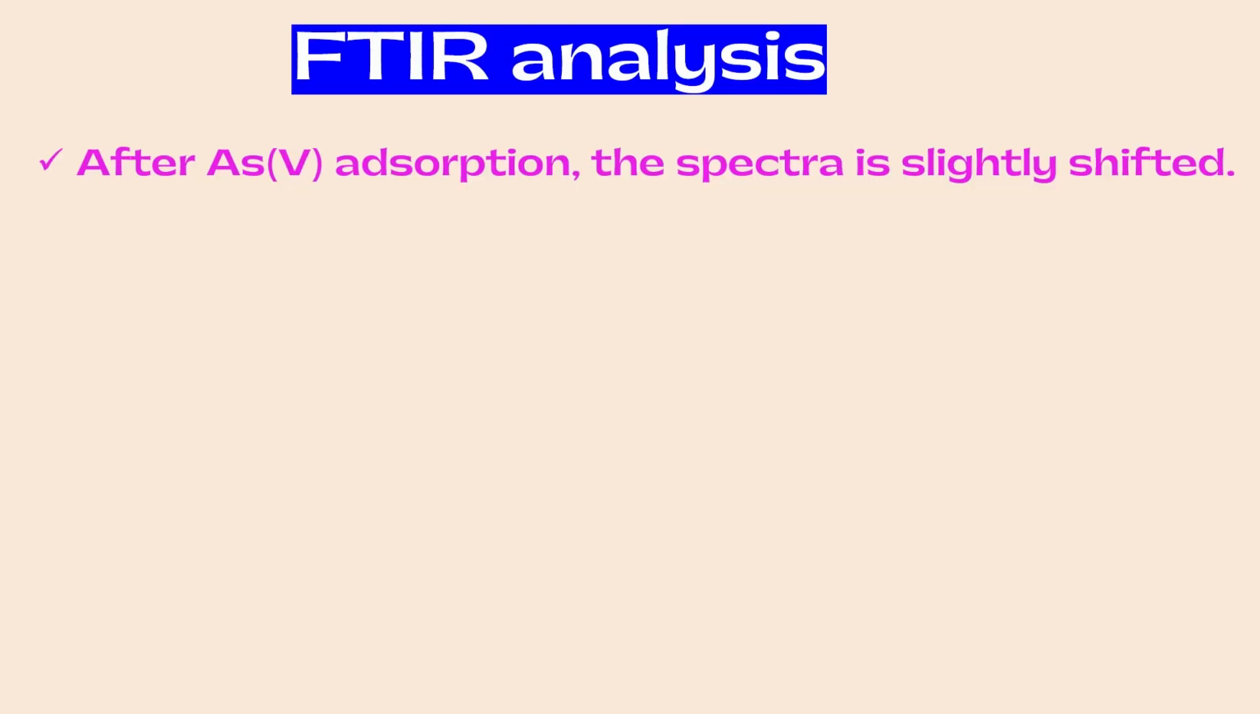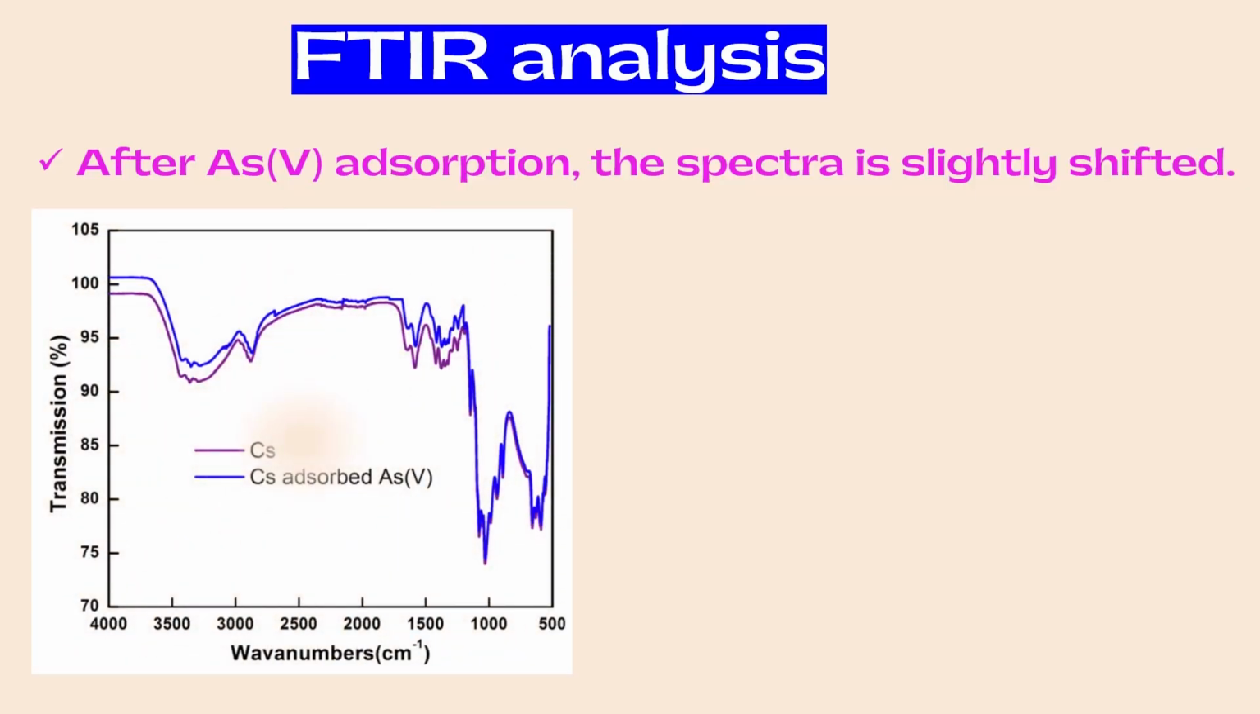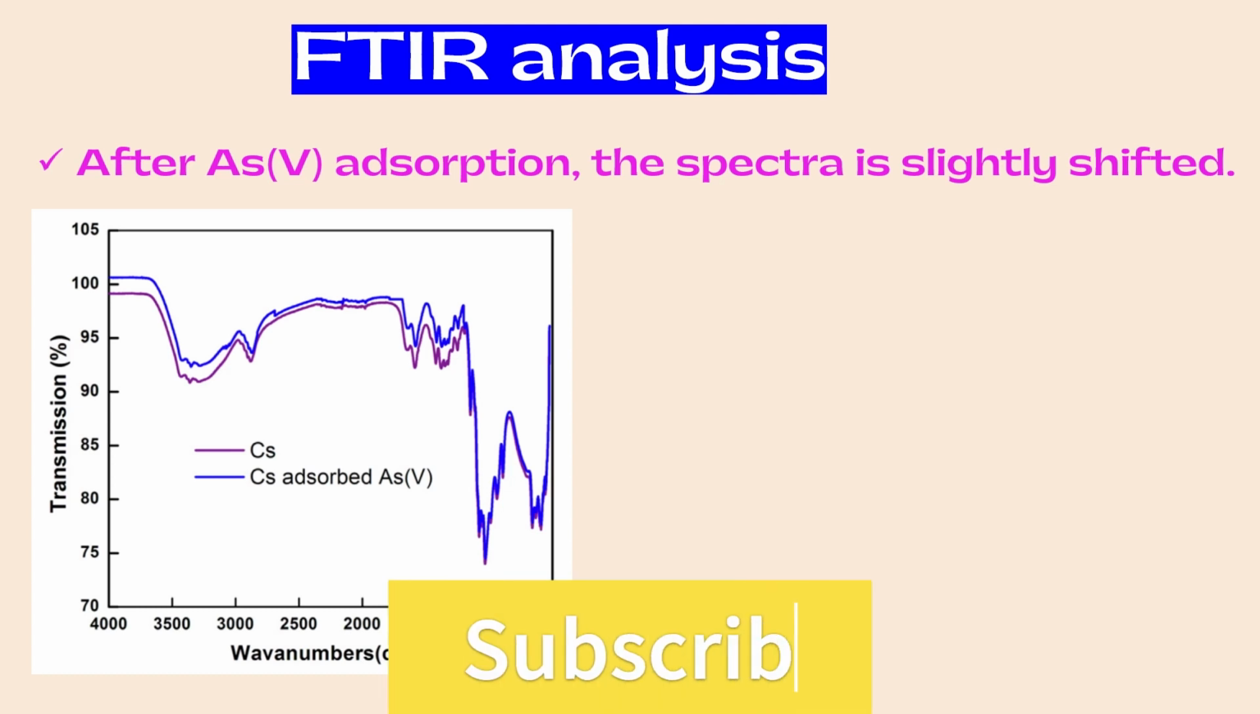Then comes FTIR analysis, and here is the spectrum for chitosan and arsenic loaded chitosan. From this spectra, it is clearly seen that after arsenic adsorption, the spectra is slightly shifted, which may be responsible for the formation of inner sphere complexation.